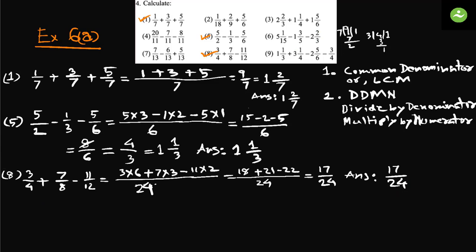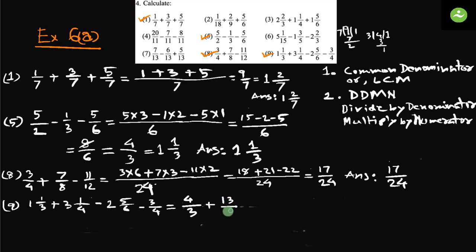The last one, let us try number 9. 1 and 1 by 3 plus 3 and 1 by 4 minus 2 and 5 by 6 minus 3 by 4 equals to, let us simplify. 1 into 3 plus 1, so 4 by 3, plus 3 into 4 plus 1 means 13 by 4, minus 2 into 6 plus 5, 17 by 6, minus 3 by 4.